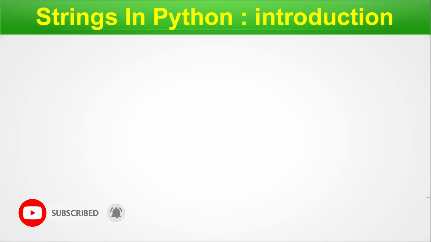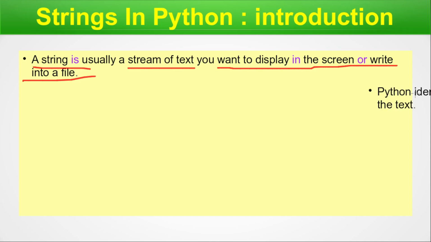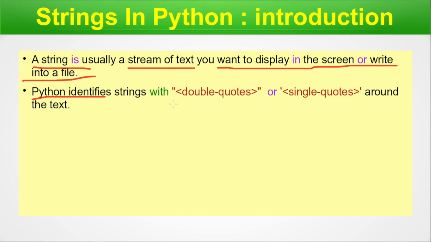Strings in Python. Let me introduce you to the strings concept in Python. A string is usually a stream of text you want to display on the screen or write into a file. So this is a generic definition of a string, what you call a string in a programming language, obviously, and specifically in Python. Next, Python identifies strings with double quotes or single quotes around the text.